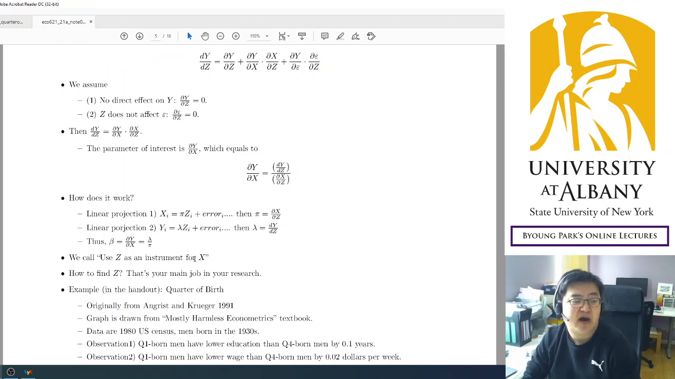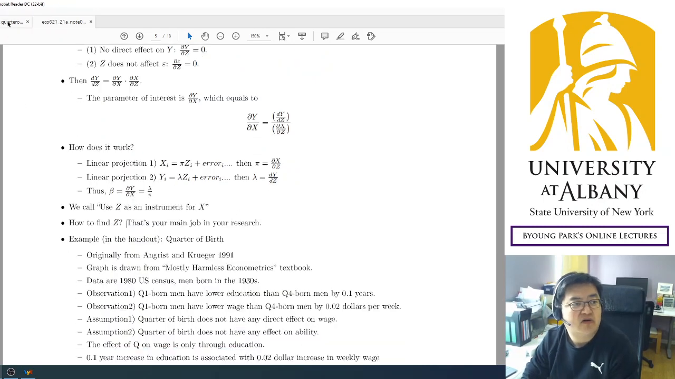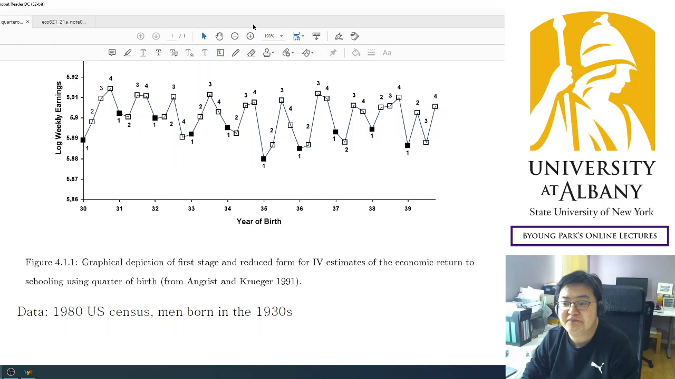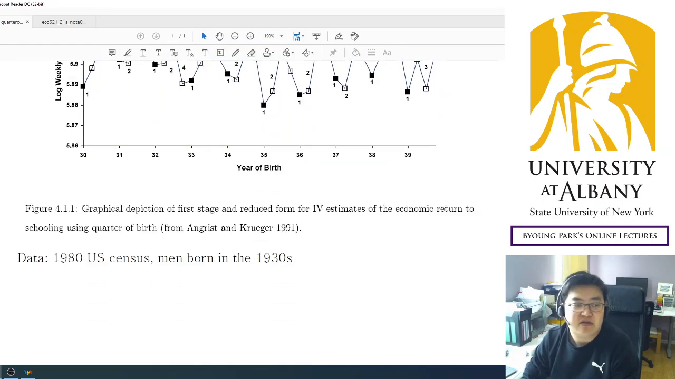Then let's think about an example. What is the new variable? I have explained as if there exists a variable like that. And I'm going to show you an interesting graph. This is data from the 1980 census, for men born in the 30s.